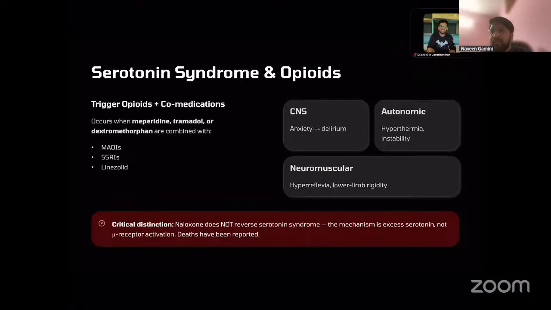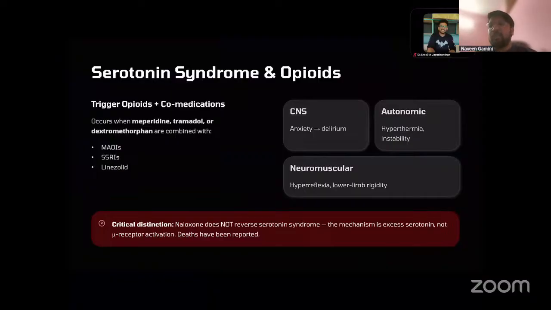The key features of serotonin syndrome: the CNS symptoms range from anxiety to delirium. Regarding the autonomic features, there can be hyperthermia and instability too. And regarding the neuromuscular features, this is a key feature of serotonin syndrome: hyperreflexia. More importantly, the hyperreflexia and lower limb rigidity help us to identify serotonin syndrome.